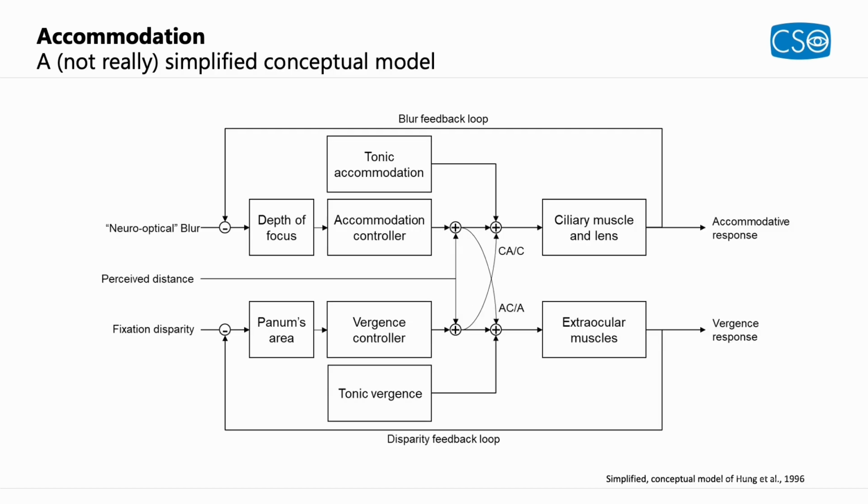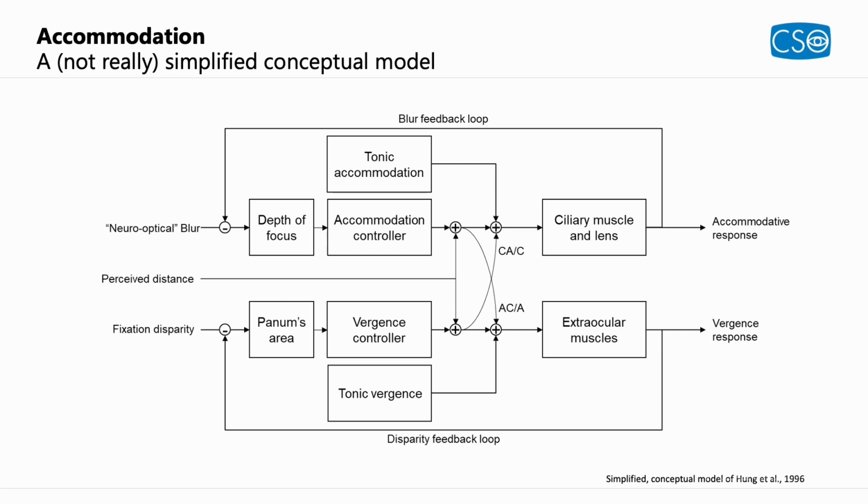Accommodation follows this scheme. You can see here that when you have a neuro-optical blur, you are affected by the depth of focus, and you have a tonic accommodation that is completed by the accommodation controller. Then the ciliary muscle and lens are active, and the accommodative response is induced. The step from accommodation control to ciliary muscle and lens is called the CAC relationship.